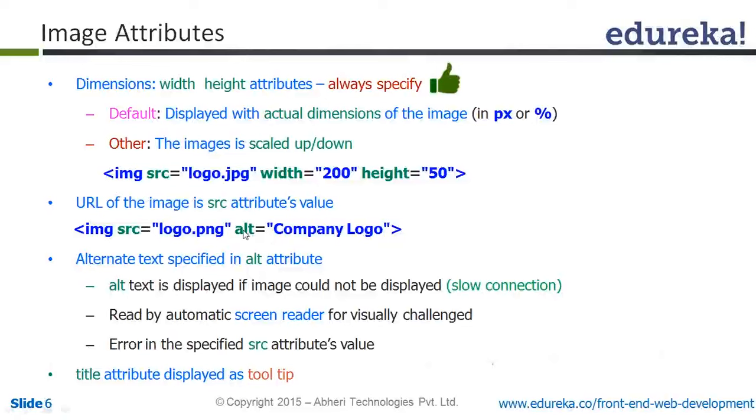When you specify the alt attribute, it will say that here there's a company logo, so that a visually challenged person can visualize that there is a logo on the page. And there's also a title attribute, which will display as a tooltip. So let us see this with an example.